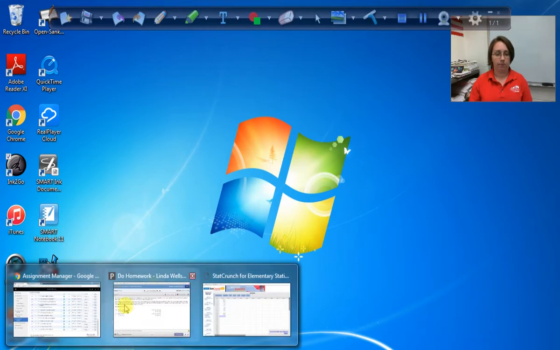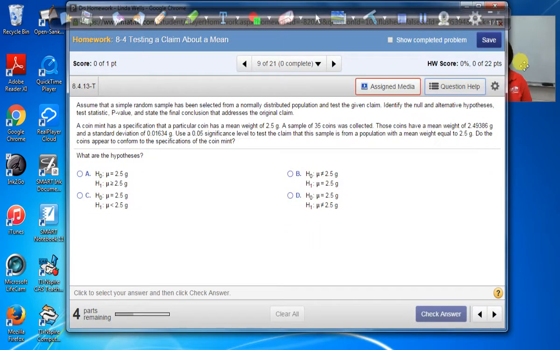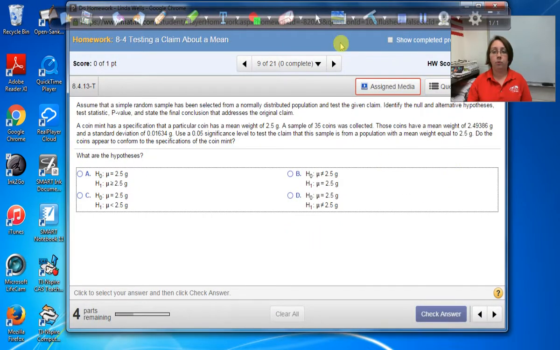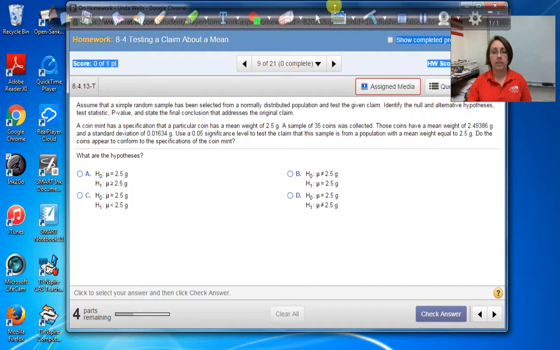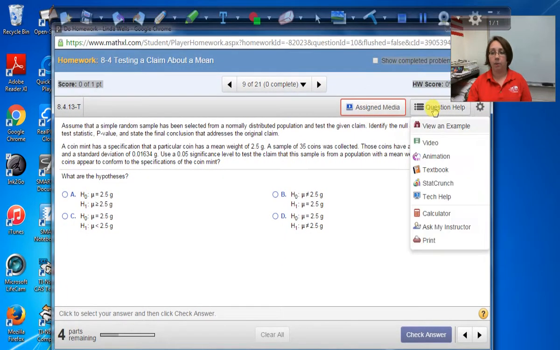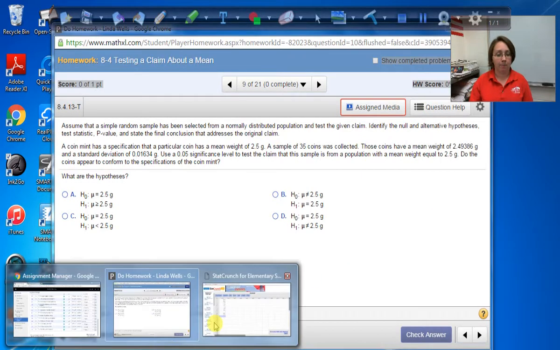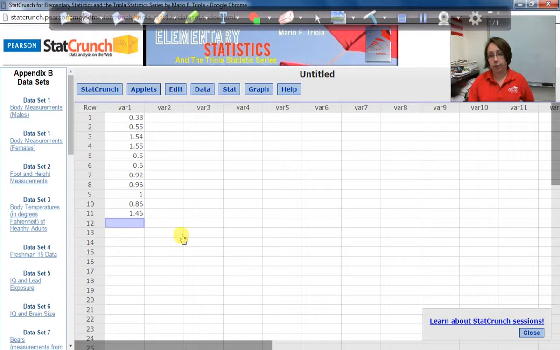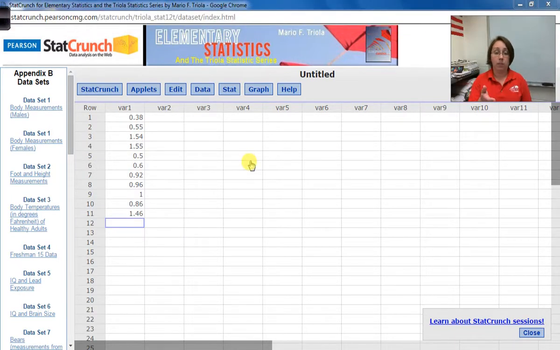Alright, let me bring up, so if you're in a homework question, like this one here, and you need to get to StatCrunch, the easiest way to get to StatCrunch is going to Question Help and clicking StatCrunch. Now once you do that, StatCrunch will pop up. I already have it here. Here's StatCrunch. Now, you can calculate your sample mean, meaning the mean of the sample, and the standard deviation of the sample by using StatCrunch.